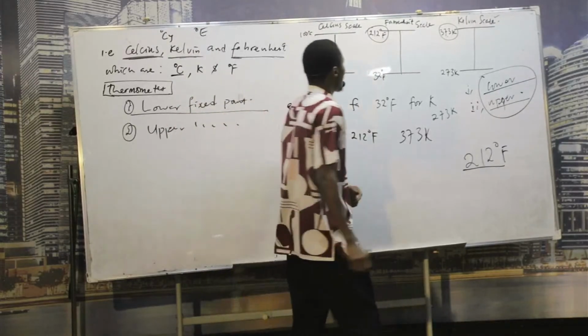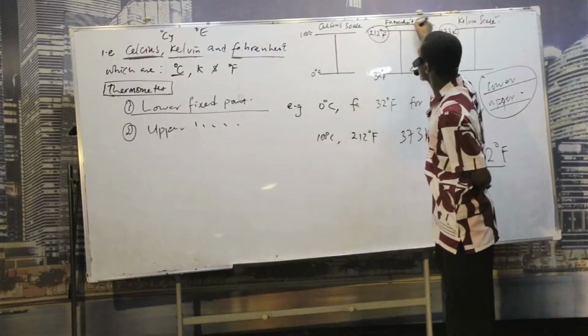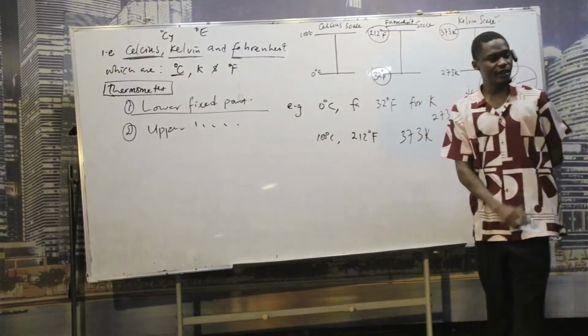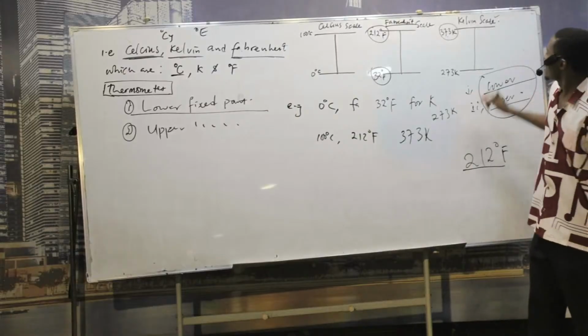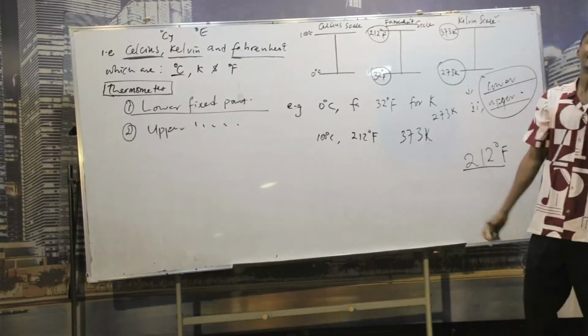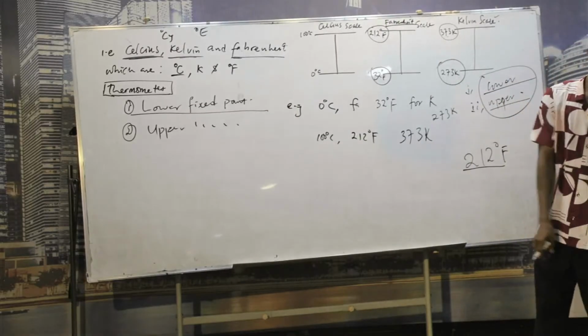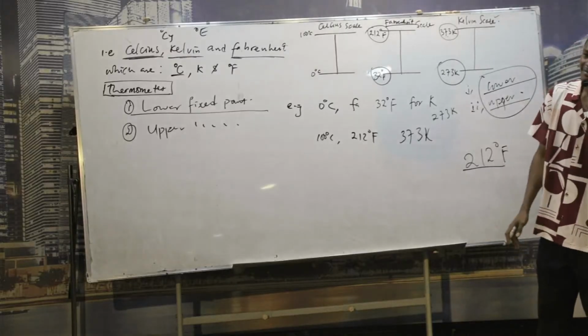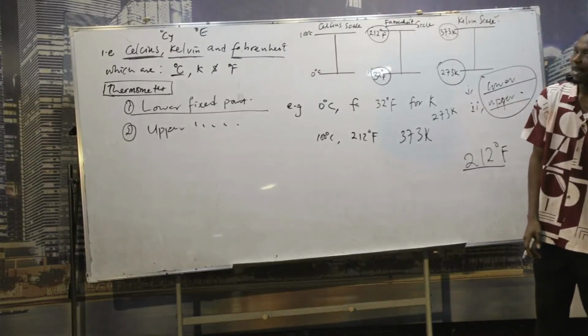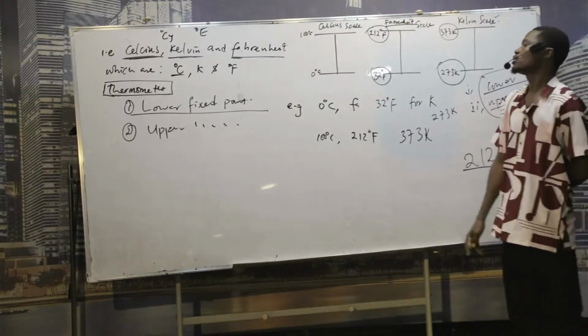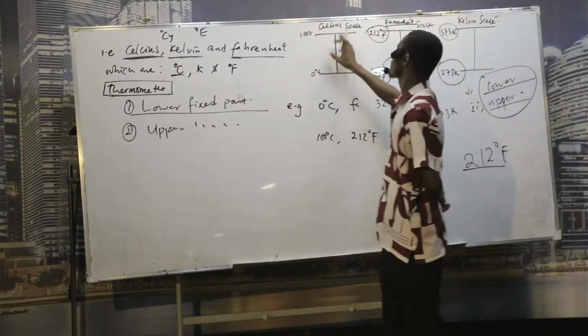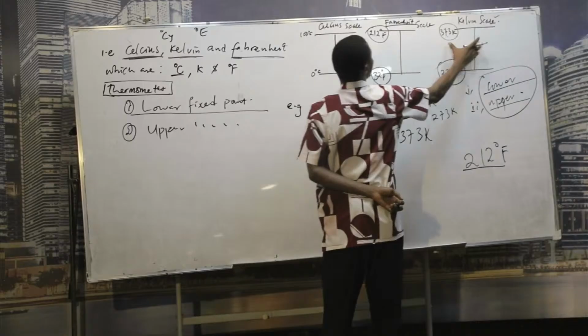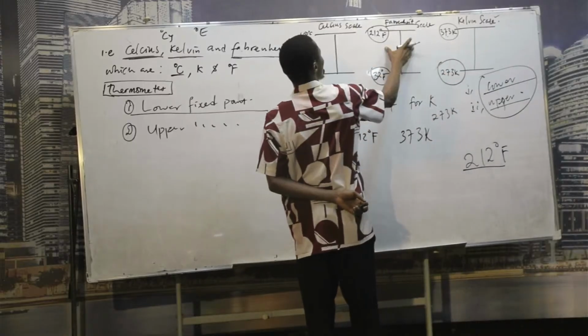Okay. So for the Fahrenheit scale, water will freeze at 32 degrees Fahrenheit, then 273 Kelvin for the Kelvin scale. Is that making any sense? Good. Now we're going to be using these things. They are very, very important. You are going to see how important they are.